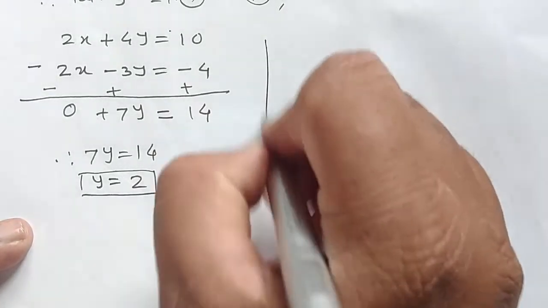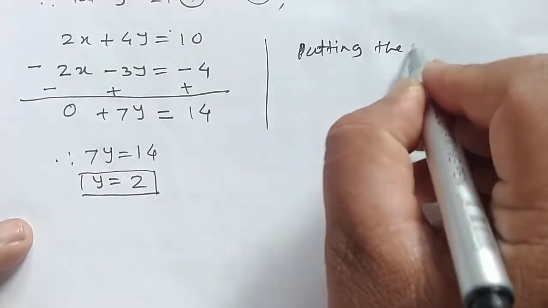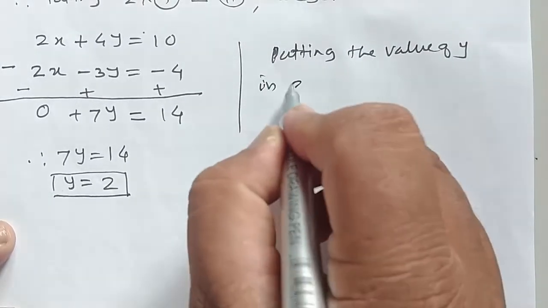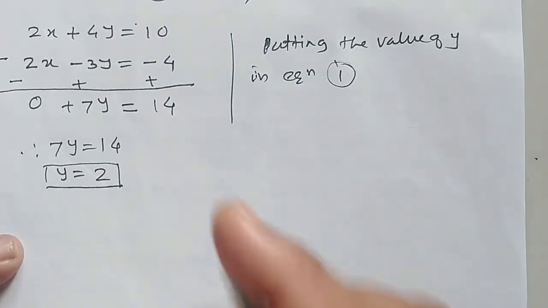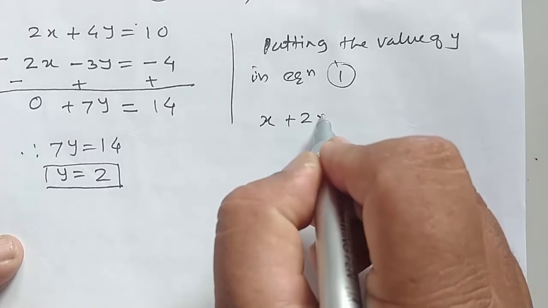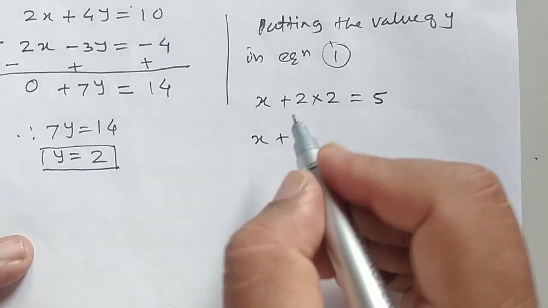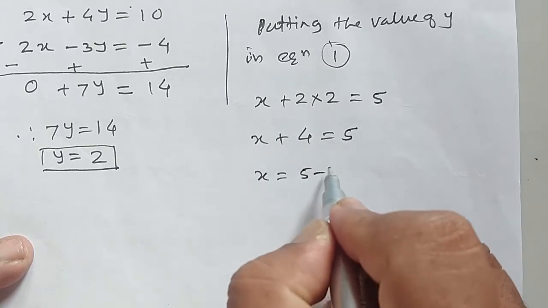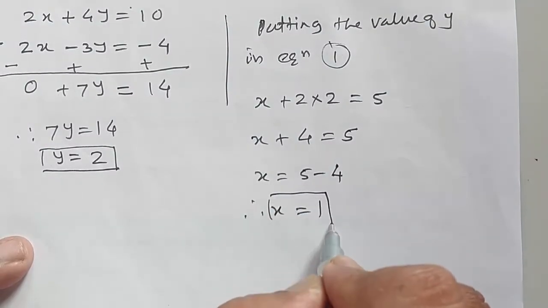Putting the value of y in equation 1, we can use equation 1. So x + 2y = 5, where the value of y is 2. Therefore, x + 2 into 2, which is 4, is equal to 5. x = 5 - 4. Therefore, x = 1. This is the value of x.